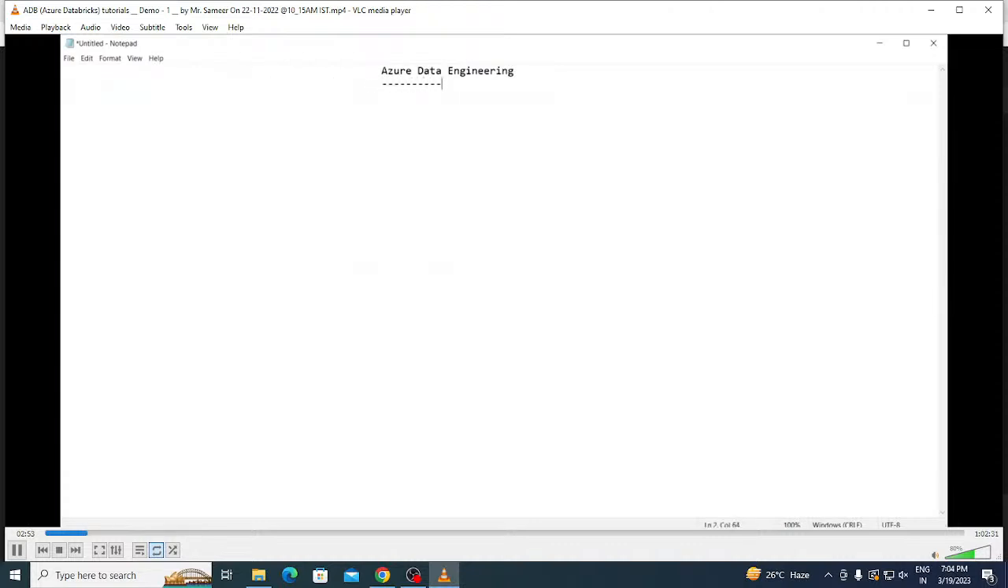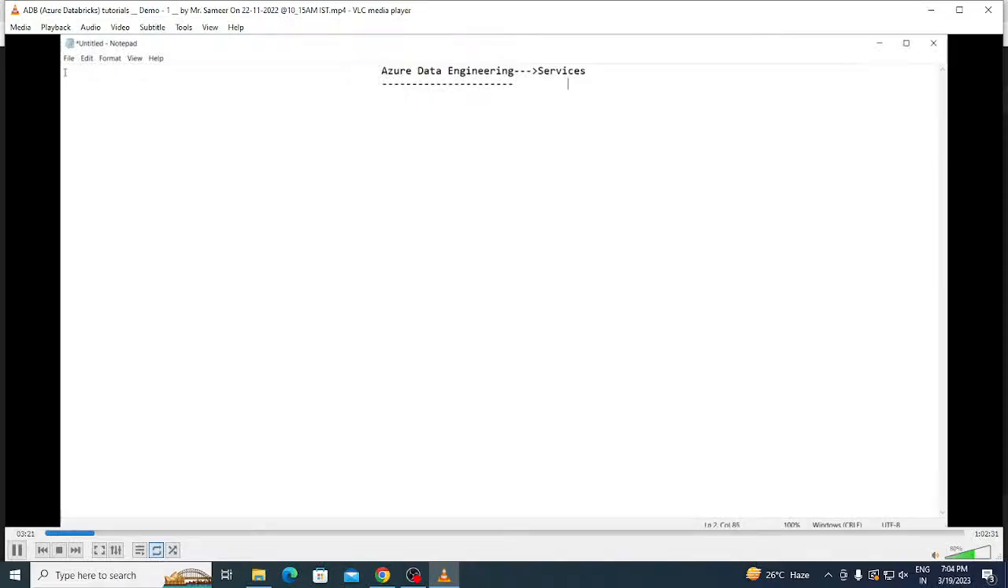Okay, so now, what is Azure Data Engineering? Basically, Azure Data Engineering is packed in the form of services. In the form of what? Services. The following are the various services provided for various operations in Azure Data Engineering. Let us see what the first one is.